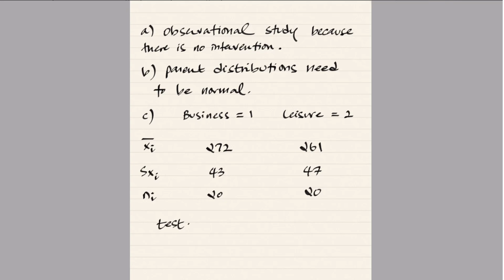So here's what I've got down regarding Part A. Again, it's an observational study because there's no intervention. For Part B, the parent distributions, that is the walking speed of the business travelers and the walking speed of leisure travelers, need to be normal. And then for Part C, I've summarized the table that they have given me there.